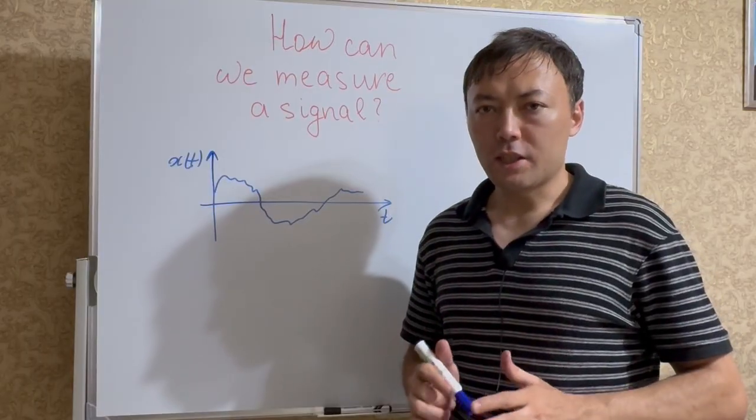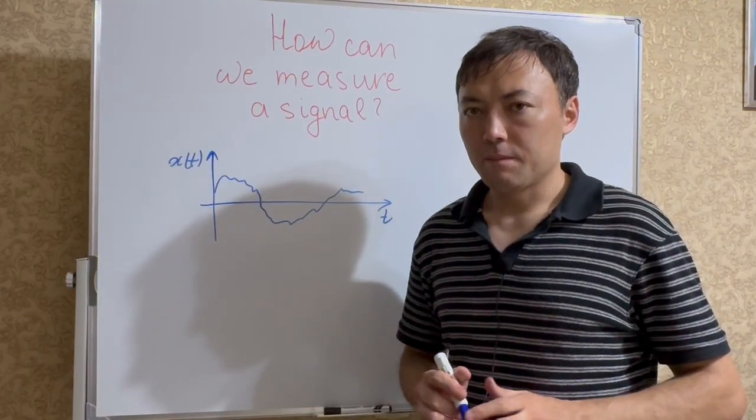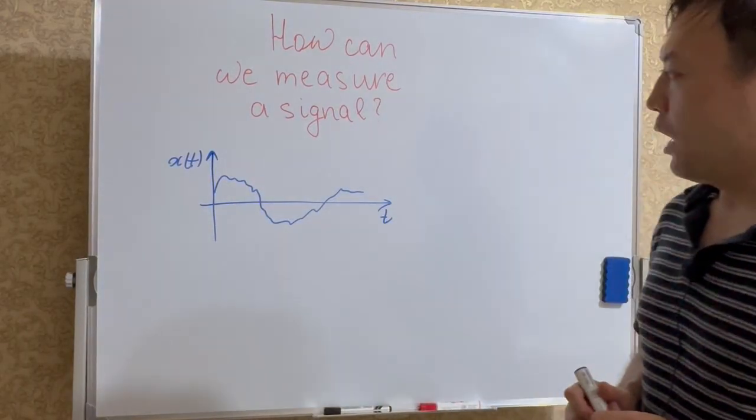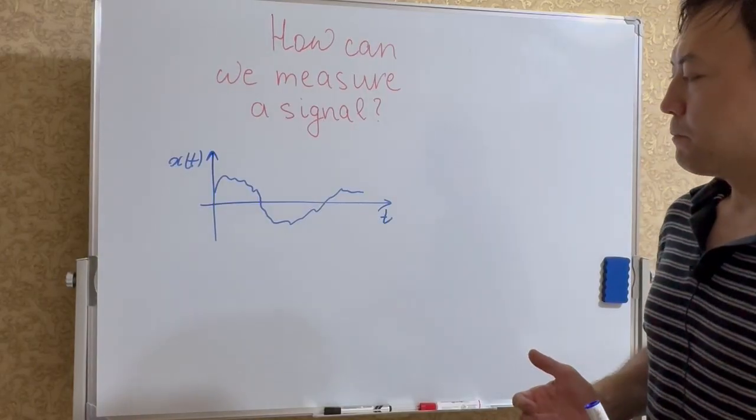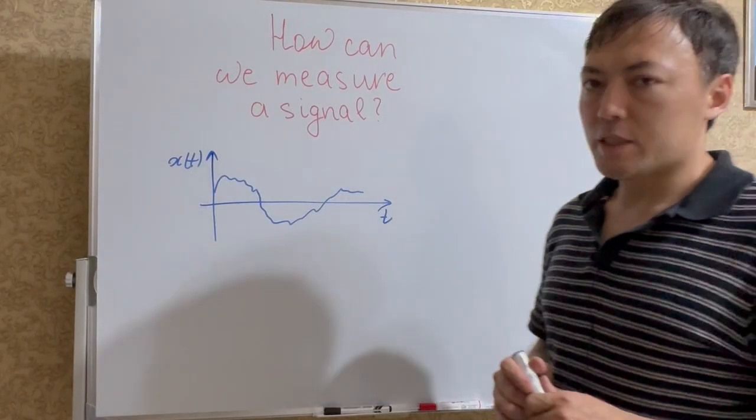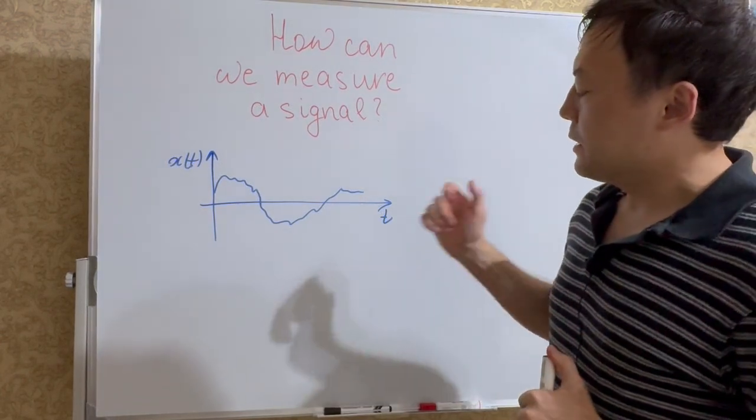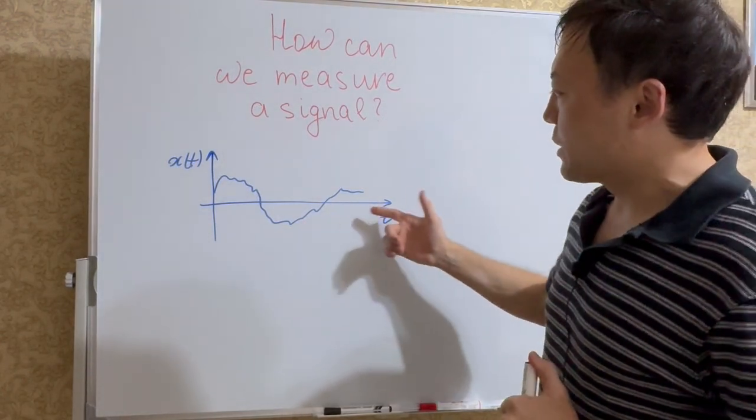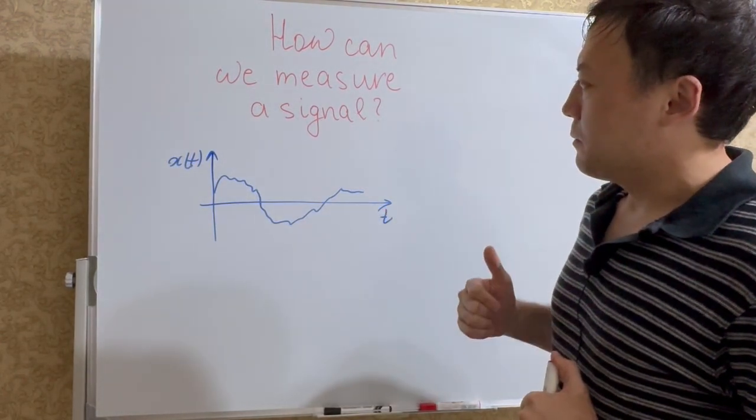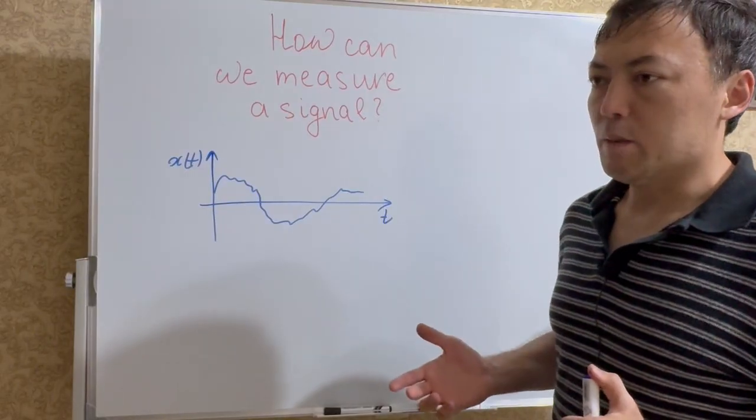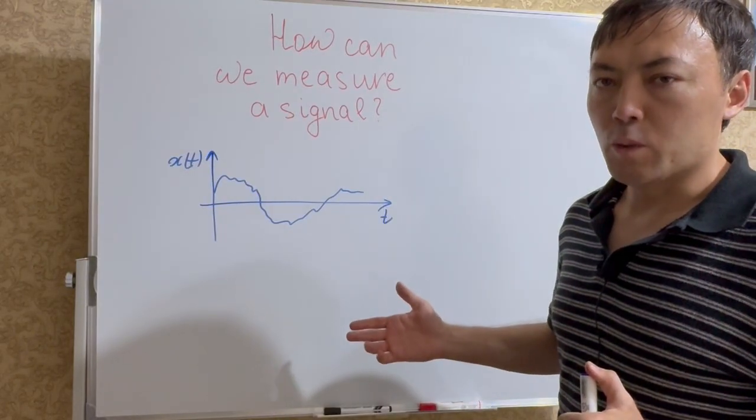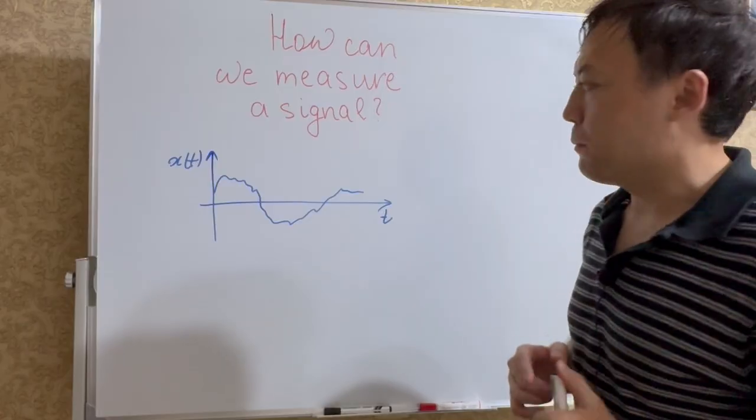Now, let's concentrate only on signals. Our next question is, how can we measure a signal? There are different types of signals. For example, this signal varies over time, and our question is, how can we measure such a type of signal with one number, with one single number?